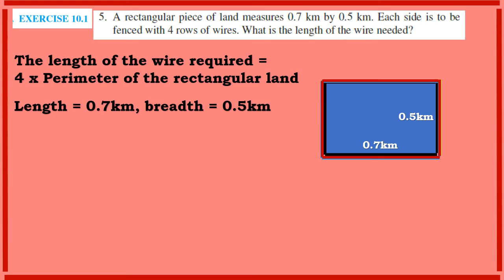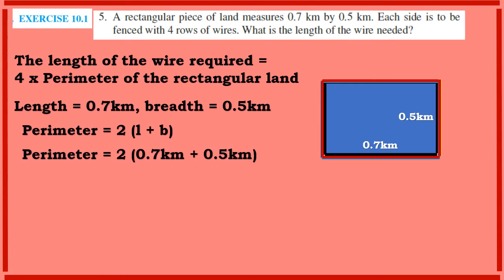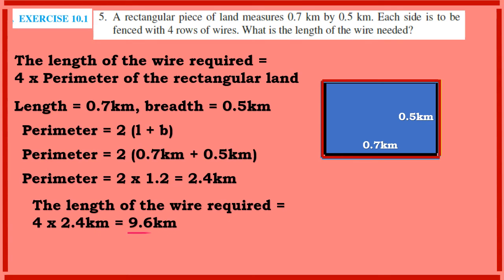So length is 0.7 kilometer, breadth is 0.5 kilometer. So the perimeter is 2 into (L plus B). So what we will get? 2 into 1.2, that is equal to 2.4 kilometer. Now what to do? This is the perimeter, that 4 rounds. So the length of the wire required is equal to 4 into 2.4, which is equal to 9.6 kilometer of wire is required. Clear? Understood? Next one.